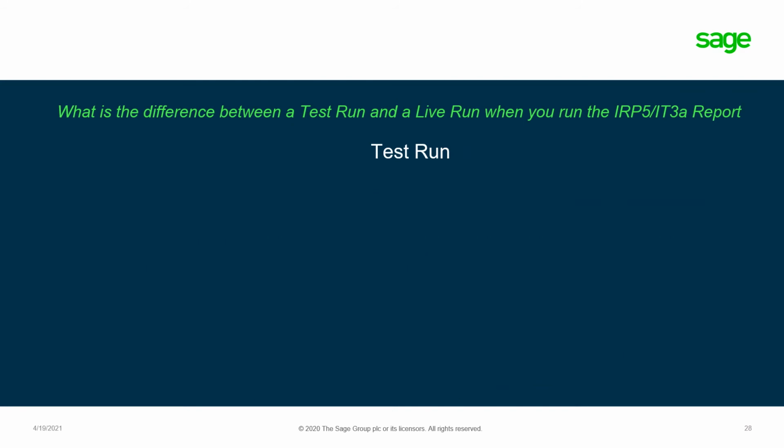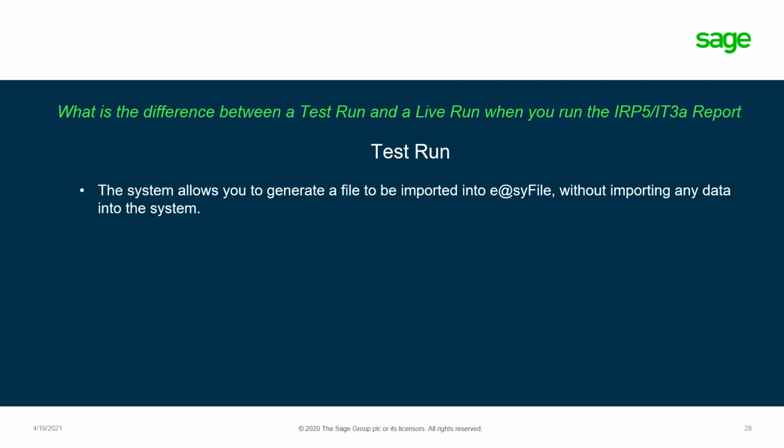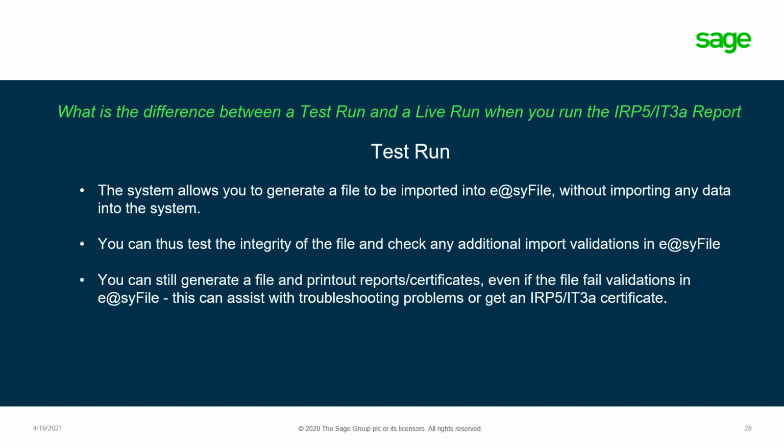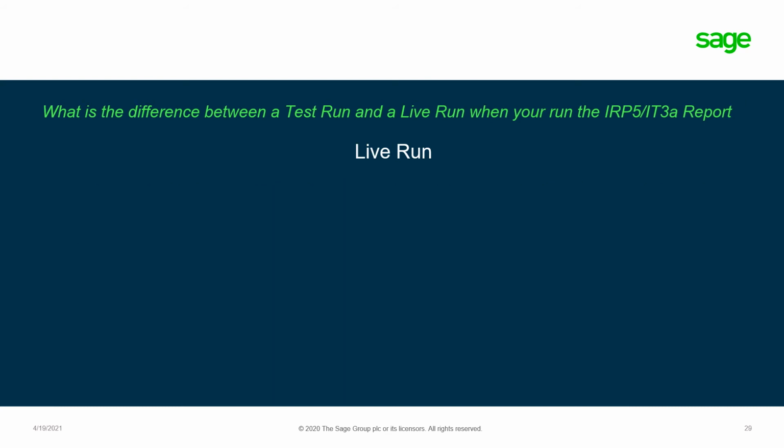What is the difference between a test run and a live run when you run the IRP5 IT3 report? The test run allows you to generate a file and import it into SBCPP without importing any data into the system. You can thus test the integrity of the file and check for any additional import validations in SBCPP. You can still generate a file and print out reports and certificates, even if it failed the validation in SBCPP. This can assist in troubleshooting problems or getting an IRP5 or IT3A certificate. You can create multiple test runs.